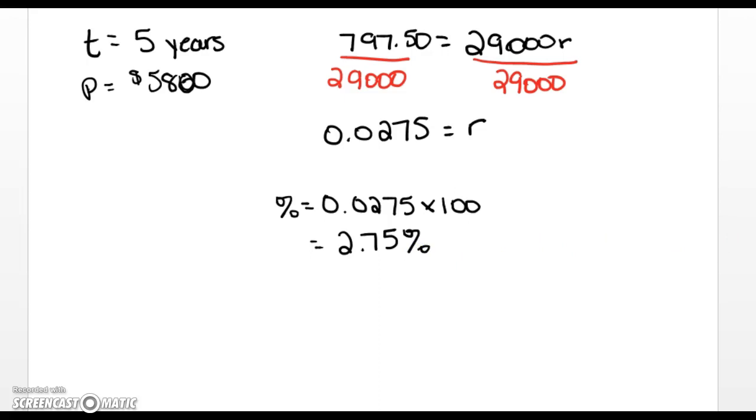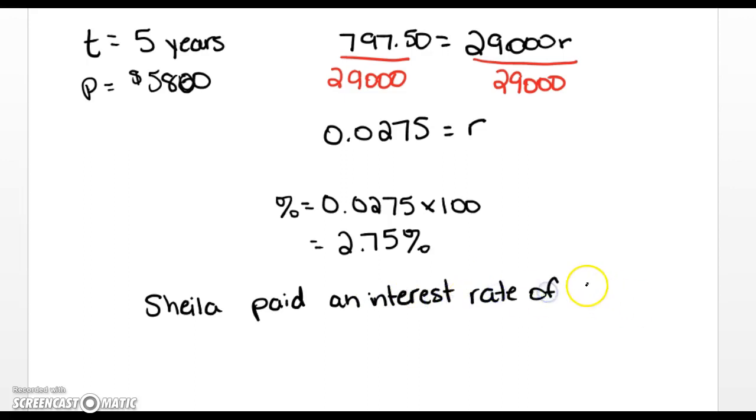Because this was technically a word problem, I know very short, but it was a word problem, we have to make sure we answer it with a sentence. Here we could say that Sheila paid an interest rate of 2.75%. So that was a question involving the simple interest formula.